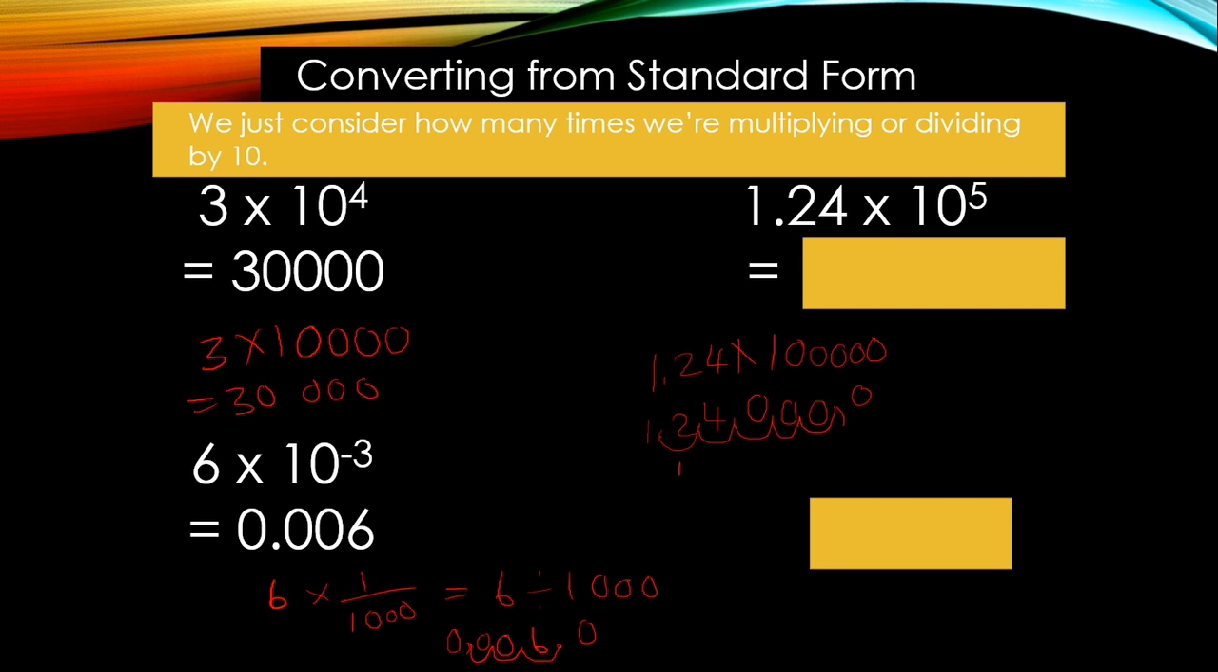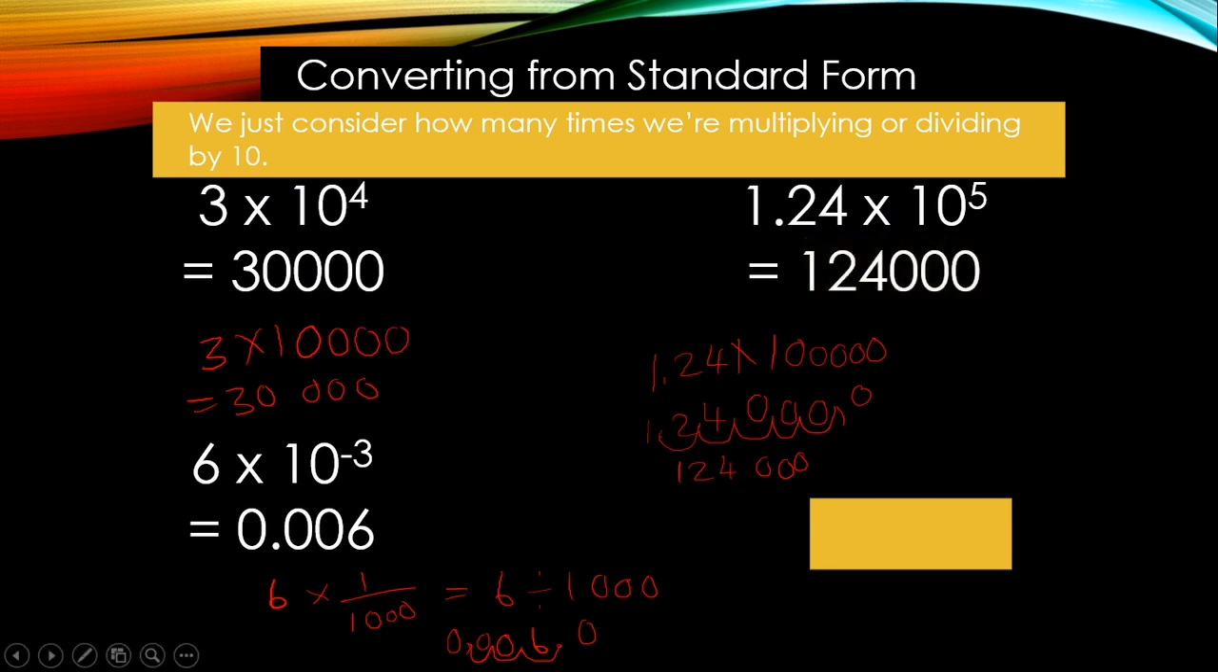So our number will be 124,000. Okay, let's check if it is correct. Yes, it's 124,000. We're good to go. Let's look at the last one here. 1.01 times 10 to the power minus 1.